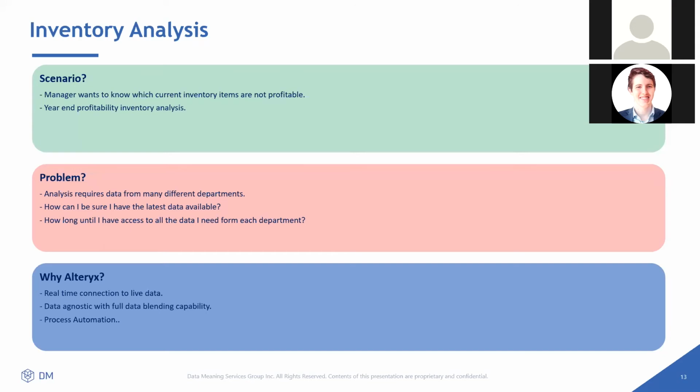And how long until I have access to everything that I need from each department? If I'm talking about a lot of different departments, then I need to make sure that I have the latest available data, as well as how long until I have that available to me. It's not because I want the latest data as soon as possible that I will get it, so it may take some time to get access to everything that you want.